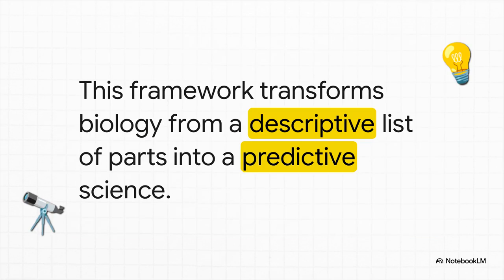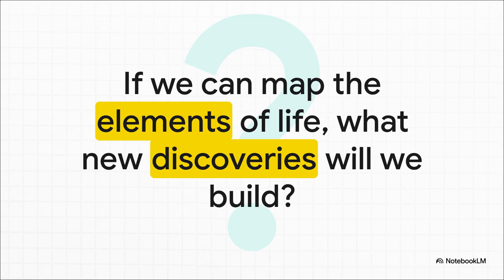What this all means, at the end of the day, is that biology is fundamentally changing. It's moving away from being a descriptive science, just cataloging a list of parts. And it's becoming a predictive science, with a logical framework that can actually guide us to new discoveries. And that leaves us with one last, massive question. If we can truly map every fundamental element of life and understand the rules that connect them all, what new medicines, what new therapies, what incredible discoveries are we going to build? The possibilities really are just staggering to think about.